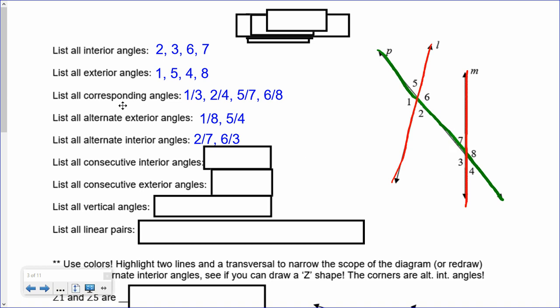Alright, so we took care of our alternate angles. Now we're going to talk about consecutive. We're going to start with interior. So again, we're looking in between these lines. We're looking on the inside. But now we're doing consecutive, which means they're on the same side of the transversal.